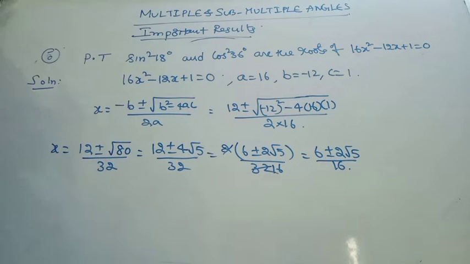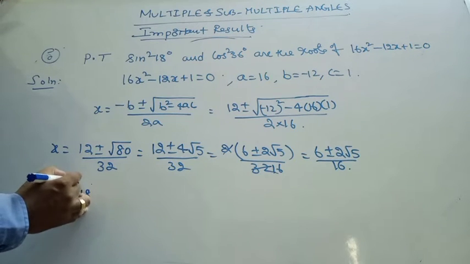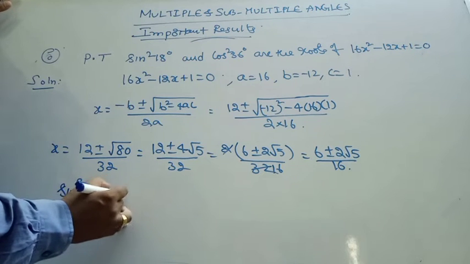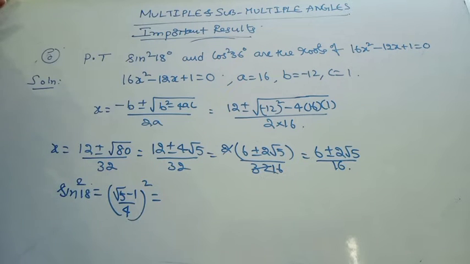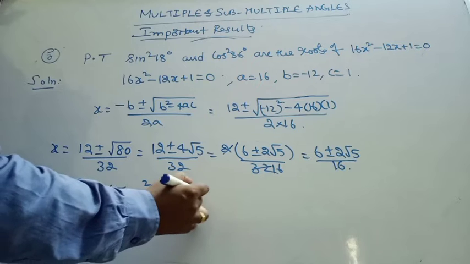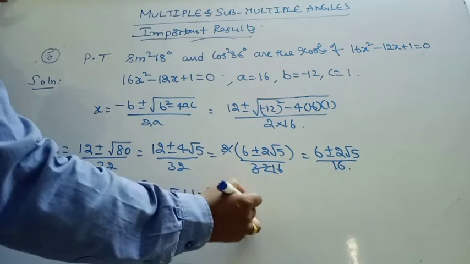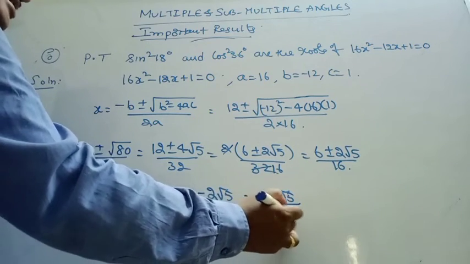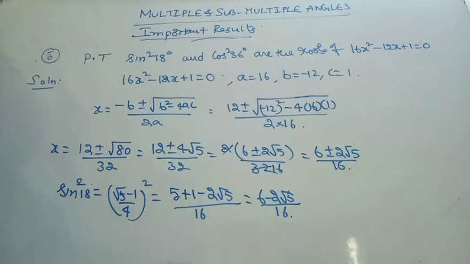Now you see, my dear students, actually sine 18 degrees value, okay? Sine square 18 degrees, if you find, sine 18 degrees value is nothing but root 5 minus 1 by 4. This whole square if you do, what will you get? This is (a minus b) whole square, a square plus b square minus 2ab, so 5 plus 1 minus 2 root 5 divided by 16. This is equal to 6 minus 2 root 5 by 16, like this. Okay, one of the roots we have got. 6 plus or minus means we have got one of the roots.